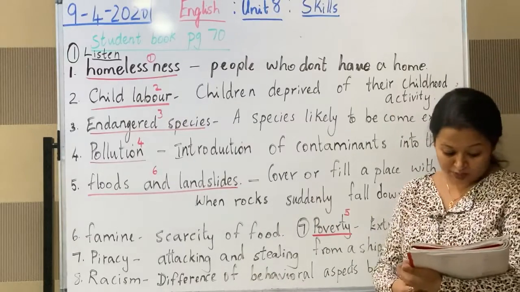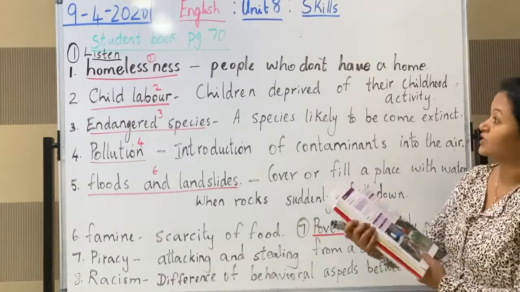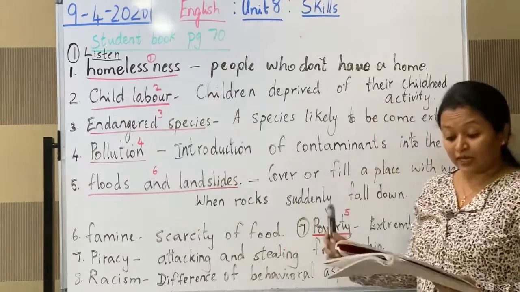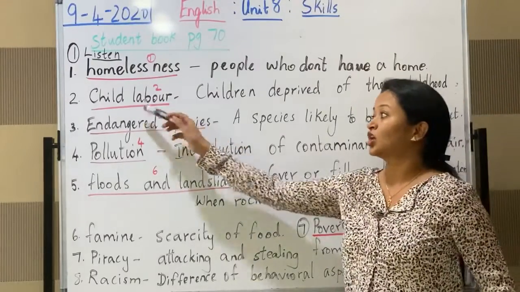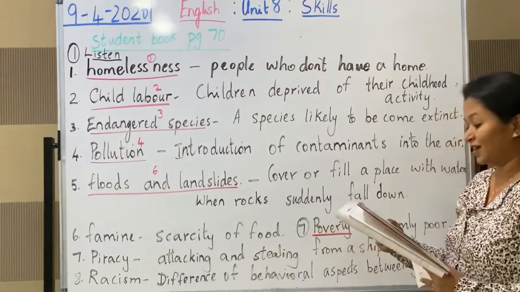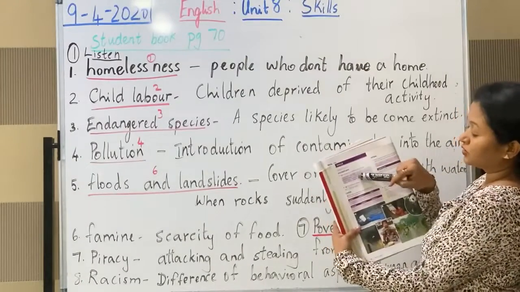When you see the first picture, what do you see? A man lying down there. So the first picture's answer is homelessness. Alright? The second picture there, a small child is doing work. So that is child labor. Alright? Please write down or mark number them. This box here. Number them.